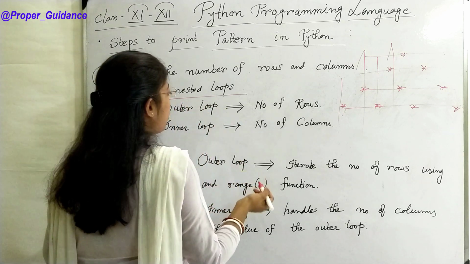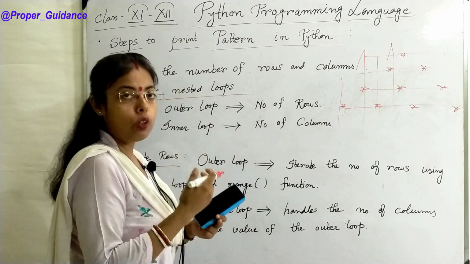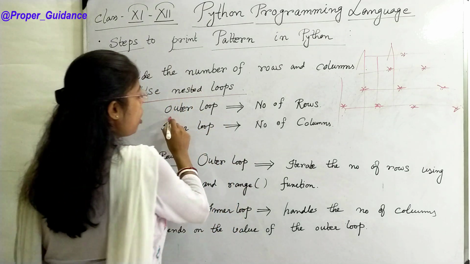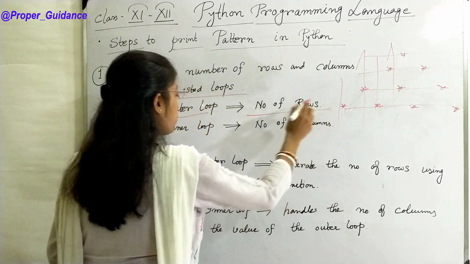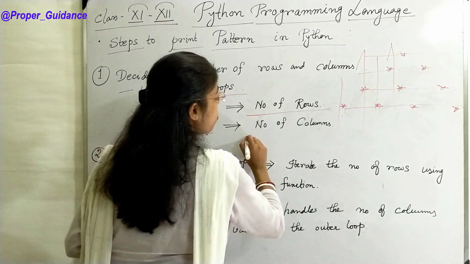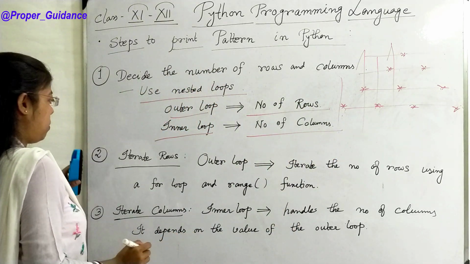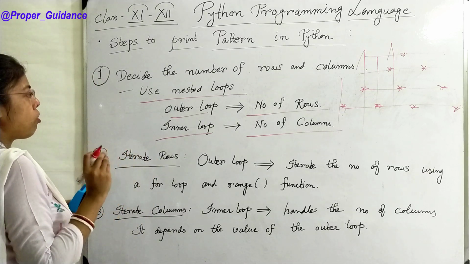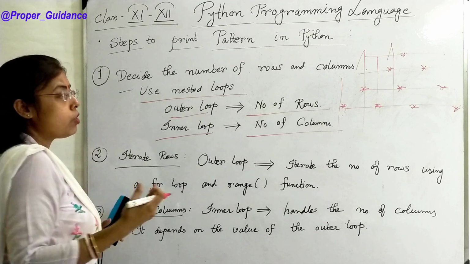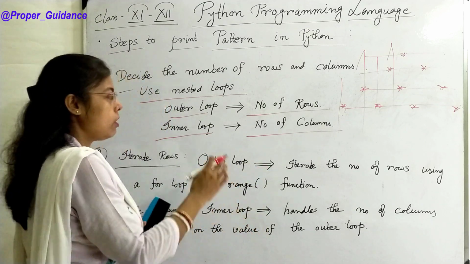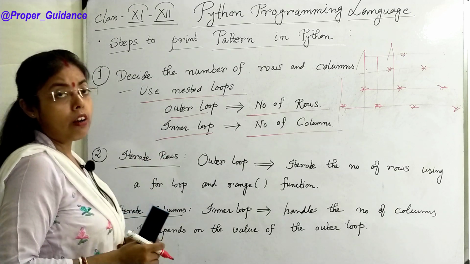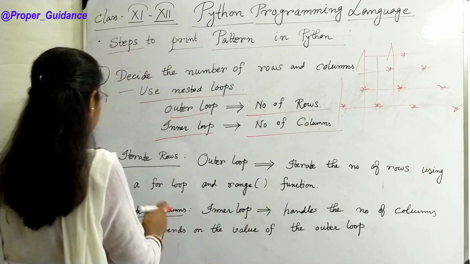And what is a nested loop? A loop within another loop is called a nested loop. The outer loop is used for the number of rows and the inner loop is used for the number of columns. This is a very basic step. You have to think about this when you are going to solve any program. These are the basic things, and I think it will be helpful if you write all of them in your notebook.